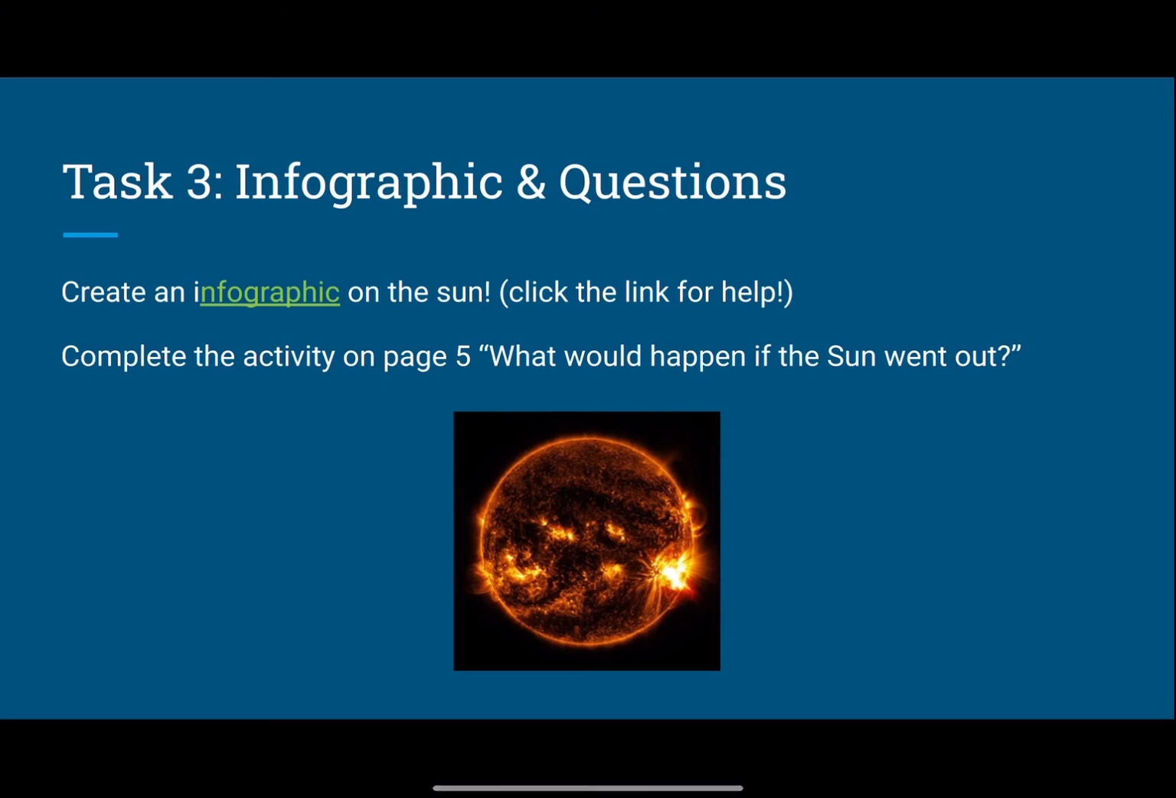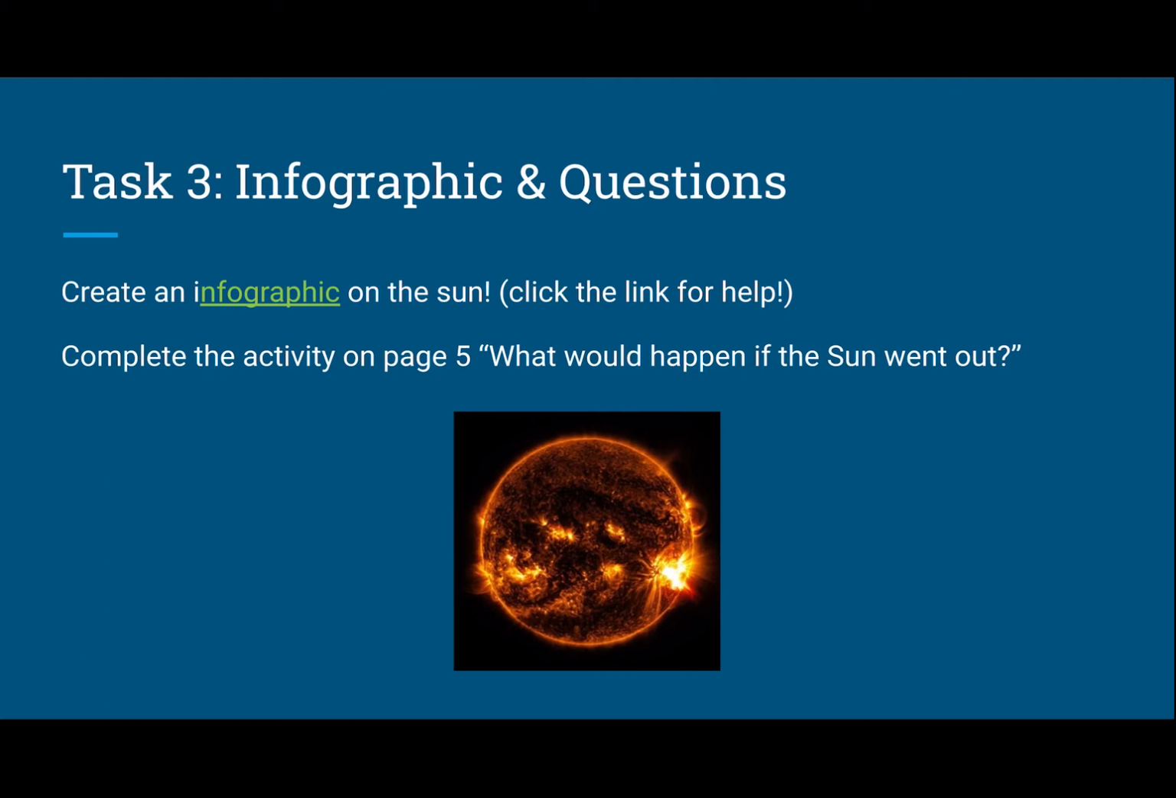Task 3, infographic and questions. Now, I love infographics. I think they're a fantastic way to represent information. Please click the infographic link. It will take you to a YouTube video that explains what an infographic is, and you'll understand it pretty quickly when you see the video. Don't spend a whole lot of time on that one.